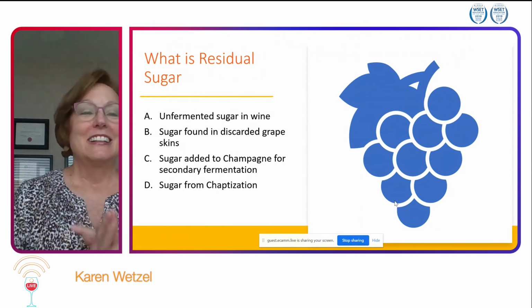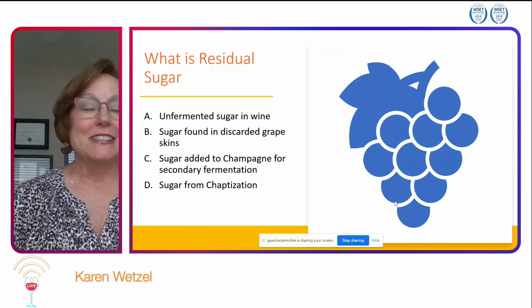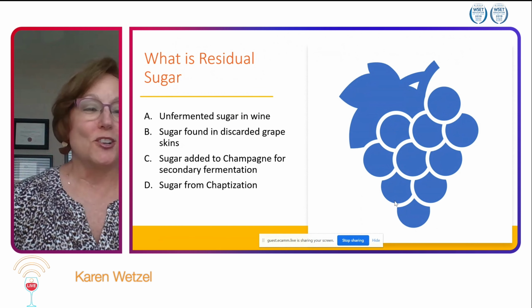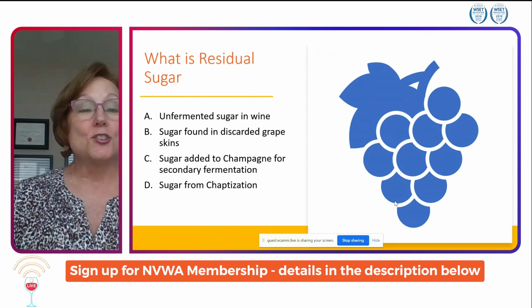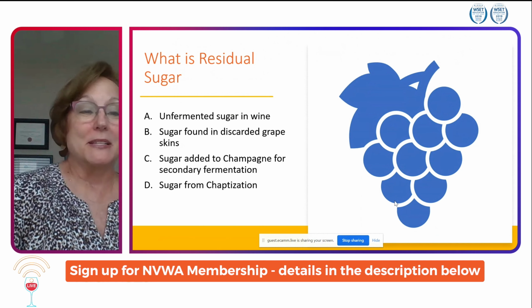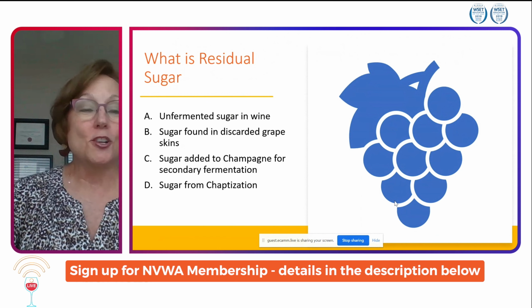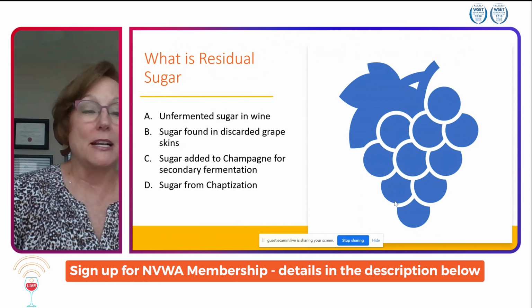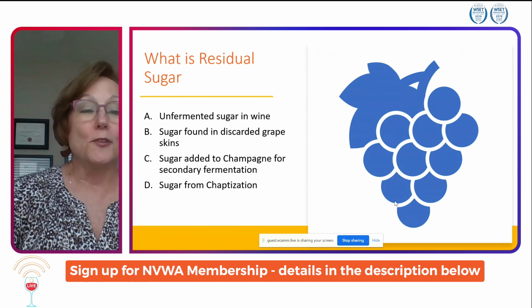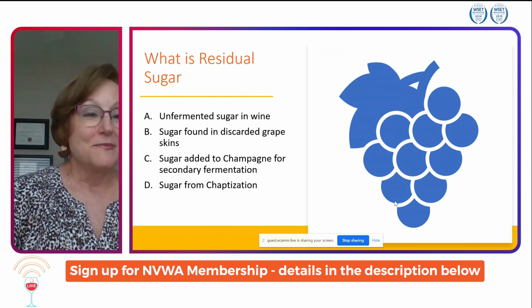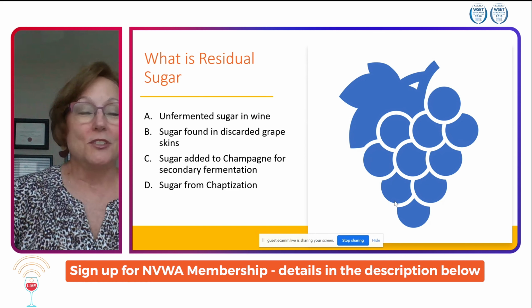All right. What is residual sugar? Is it A, unfermented sugar in wine, B, sugar found in discarded grape skins, C, sugar added to champagne for secondary fermentation, or D, sugar from chaptalization? What is residual sugar?